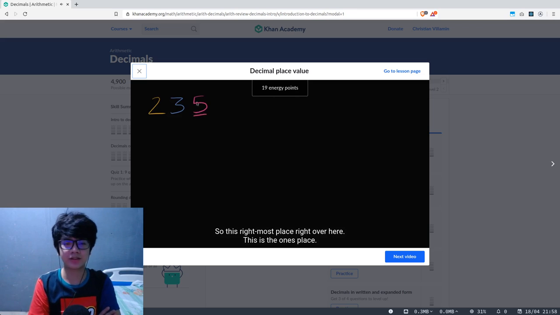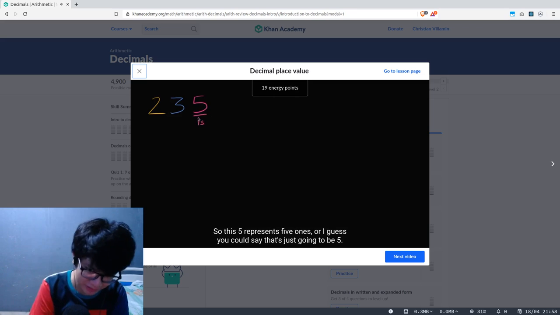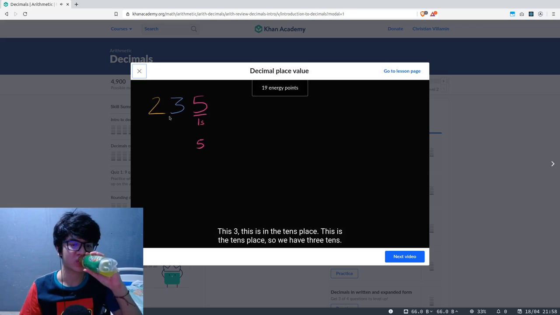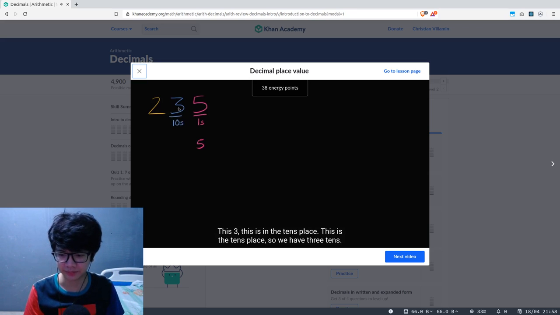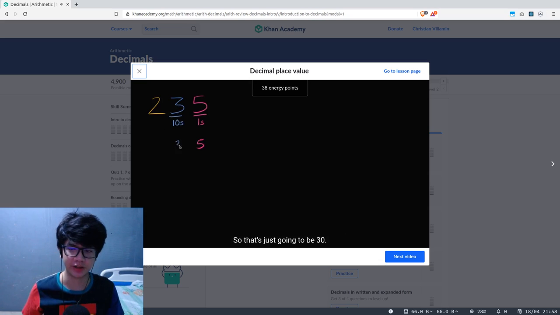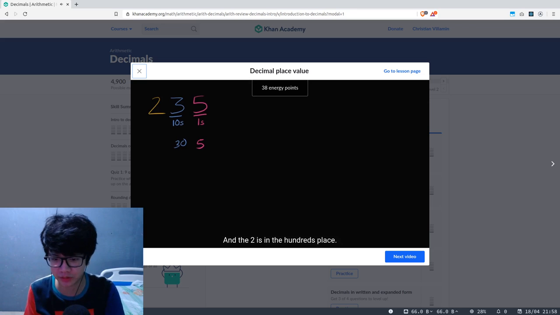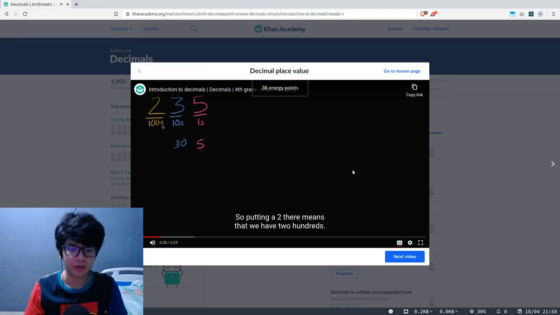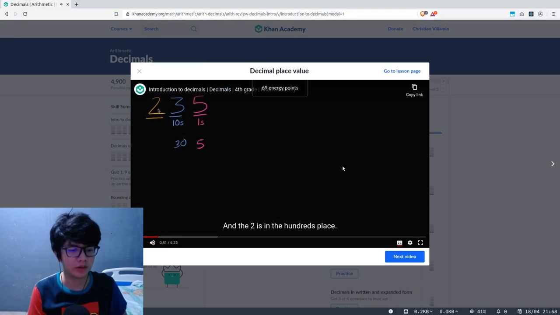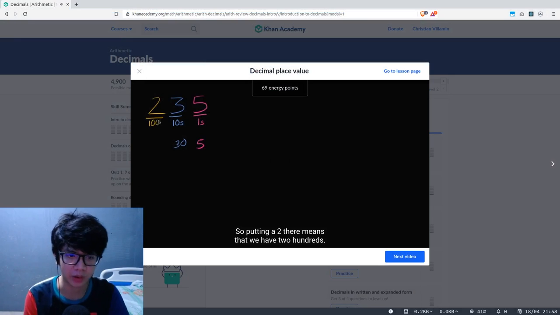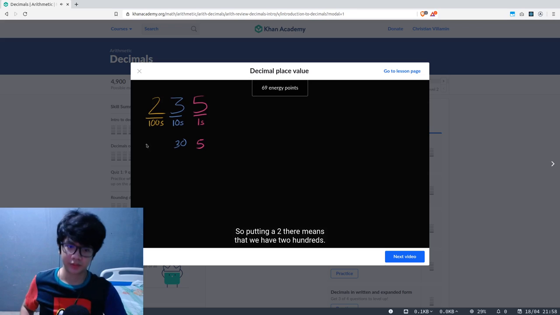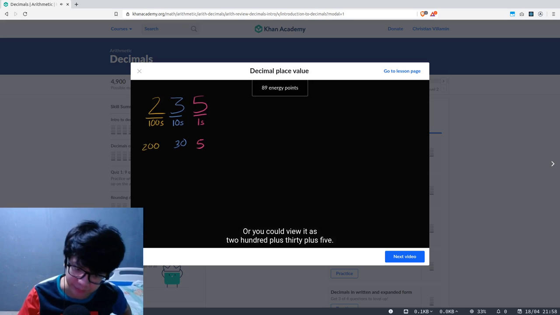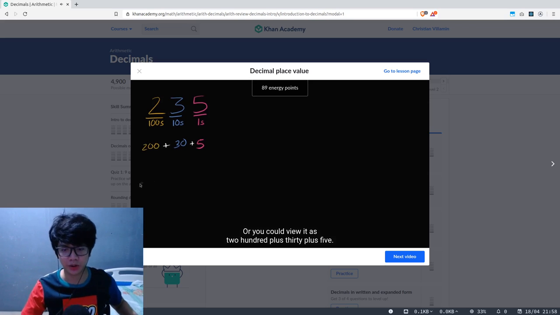So this rightmost place, right over here, this is the ones place. So this 5 represents 5 ones, or I guess you could say that's just going to be 5. This 3 is in the tens place, so we have 3 tens, that's just going to be 30. And the 2 is in the hundreds place, so putting a 2 there means that we have 2 hundreds. So this number we can view as 235, or you could view it as 200 plus 30 plus 5.